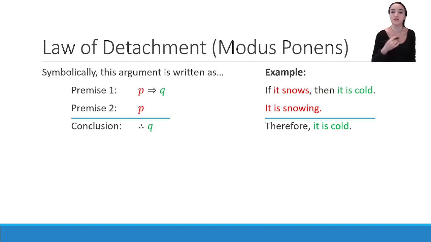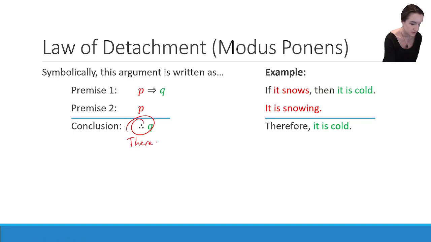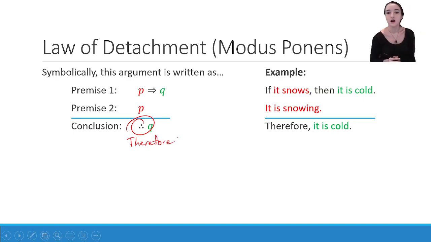So first we're going to talk about the law of detachment, which is in Latin known as modus ponens. So symbolically, this argument is written as premise one is an if-then statement, if P then Q. Premise two is affirming P. And then the conclusion, we say, therefore, Q. Note that these three dots right here are read as therefore. That's a short form of saying therefore. It's a way of marking our conclusion without having to state the word conclusion every time.